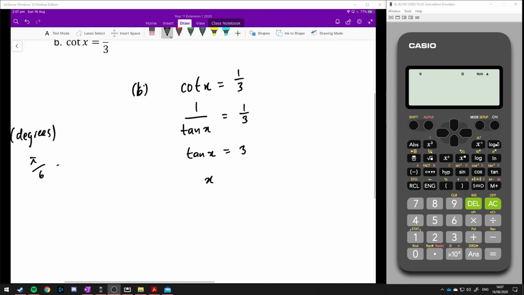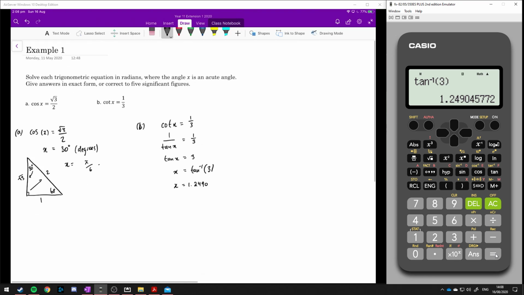To find x then, we're going to take the tan inverse of both sides, and we can just plug it straight into our calculator. So tan inverse of 3 is equal to 1.249, and that's correct to 5 significant figures. With that one, obviously it's not an exact value, and because we don't know what tan of 3 is, we can just use our calculator to get an answer for that one.